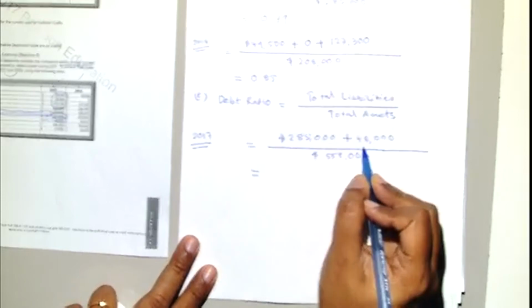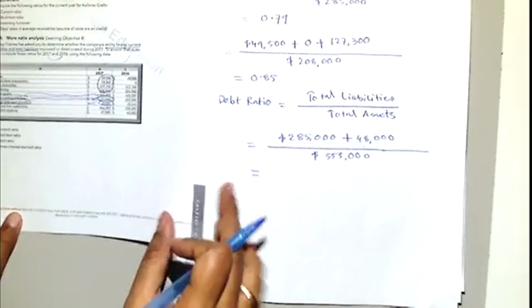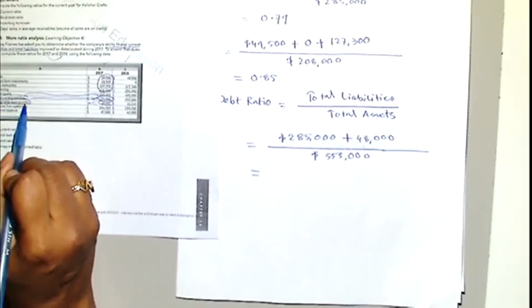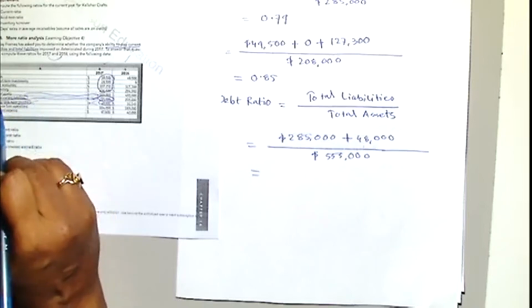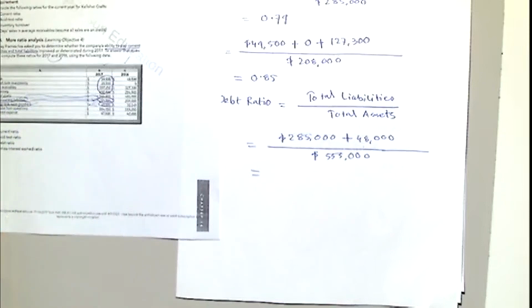This 48,000 is your long-term liability. So if you look here, you have another item, long-term notes payable. Every type of payable is a liability, and this is your long-term liabilities. We are considering total. That means your current plus your long-term.